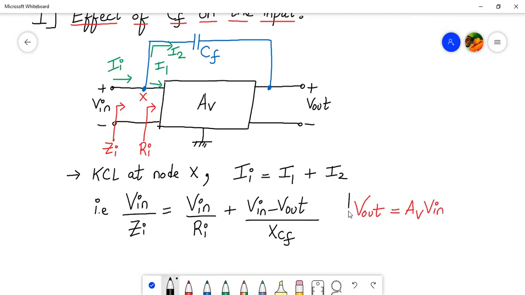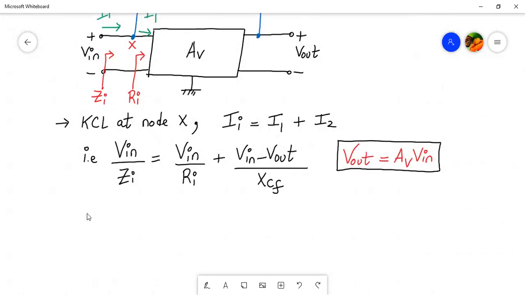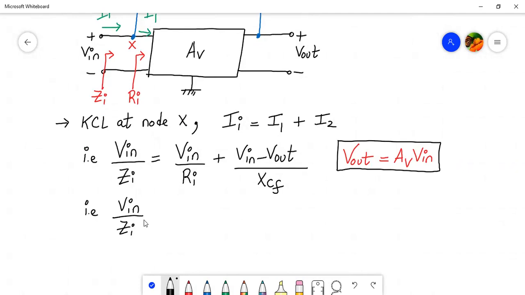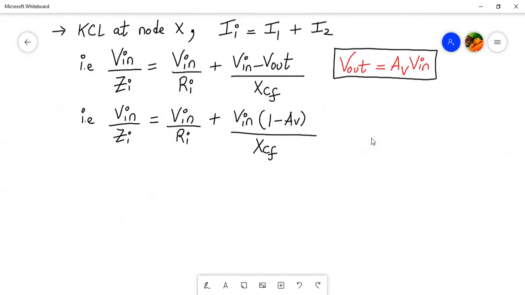This is what we want, right? The output voltage should be an amplified form of the input. So we'll use this result in our next analysis. Okay. So next, we'll substitute it and solve it further. We can write V in upon Zi is equal to V in upon Ri plus, instead of V out, we can write Av into V in. So we can write over here V in into 1 minus Av divided by XCF. So basically we are proving the Miller theorem over here, right?